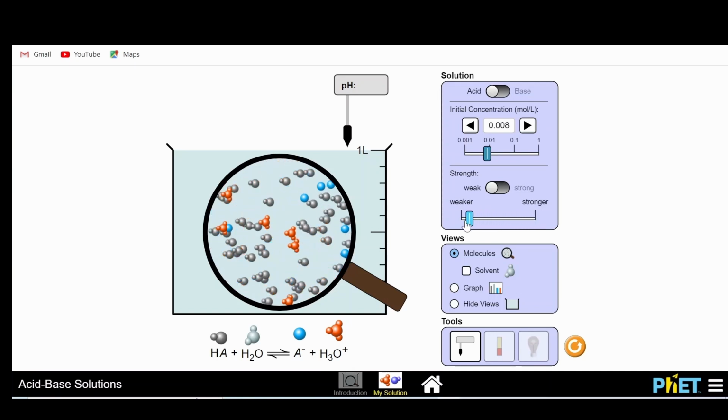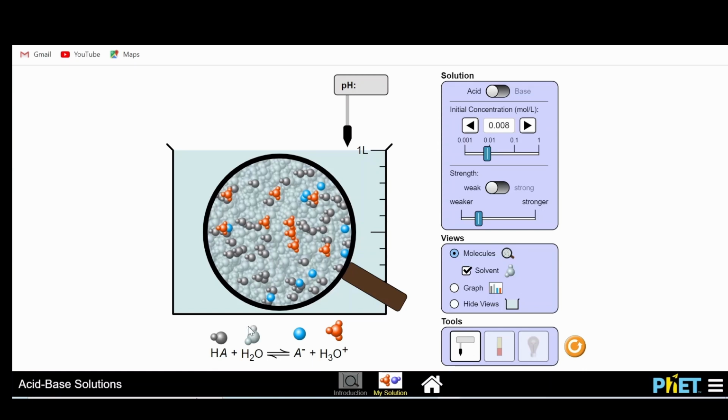or stronger. Looking at this simulation, we have a molecular representation of an acid ionizing in water to form hydronium ions and some anions. The acid is represented here as HA and is shown here in the form of these dark gray molecules. Then we have our water, which is our solvent, and remember, we have unchecked the solvent option. Clicking on this will show the solvent, and as you can see, the solvent is this light gray molecule, and we know that it's there.